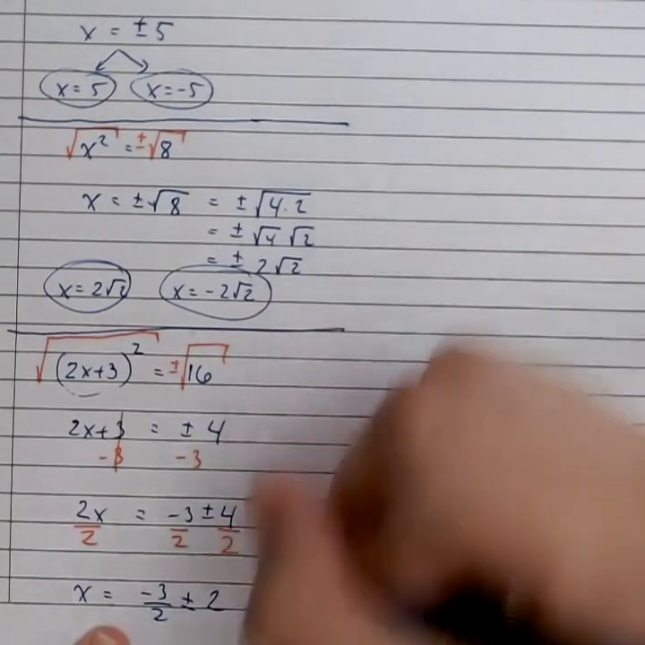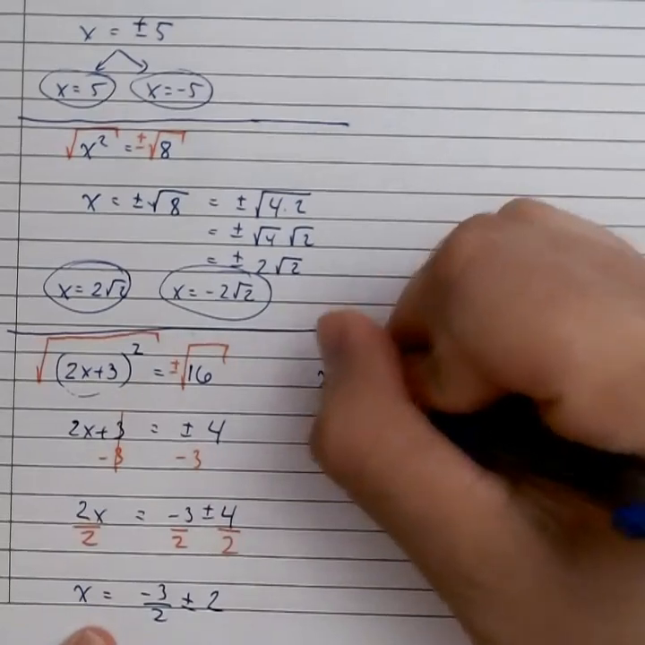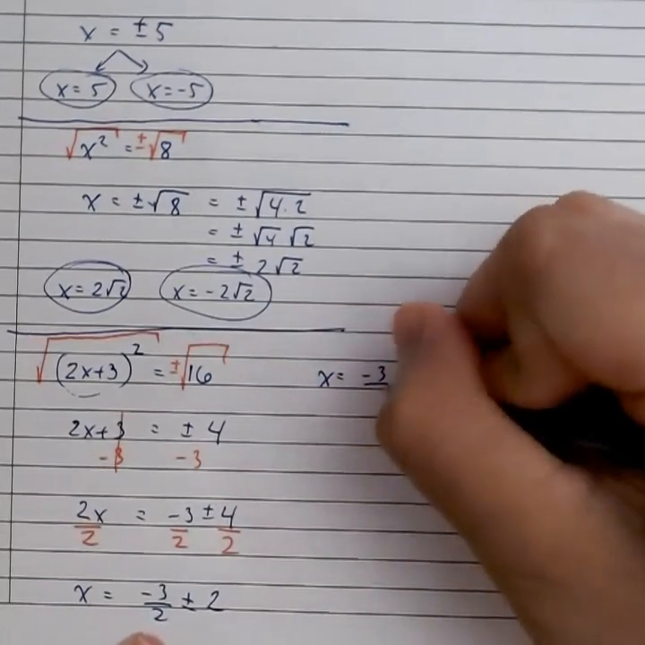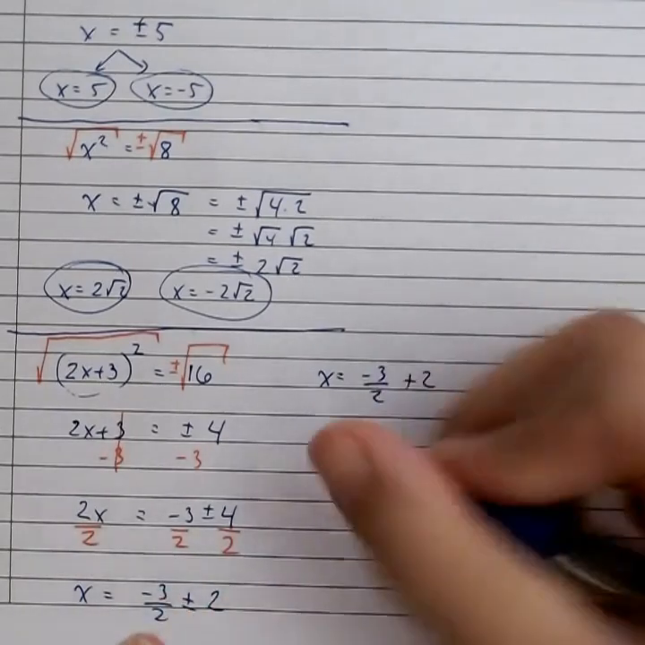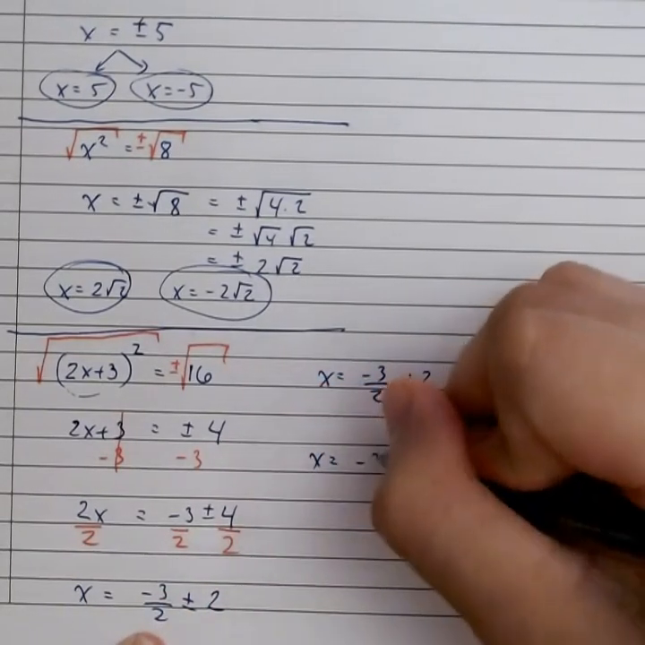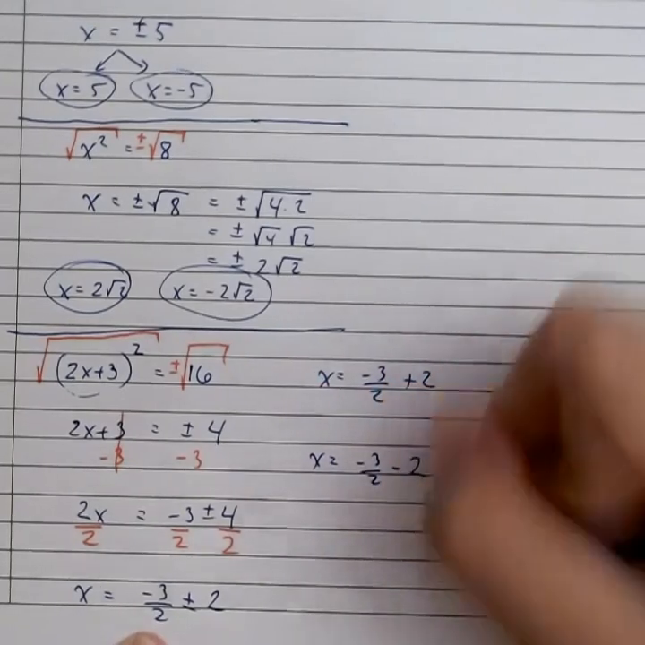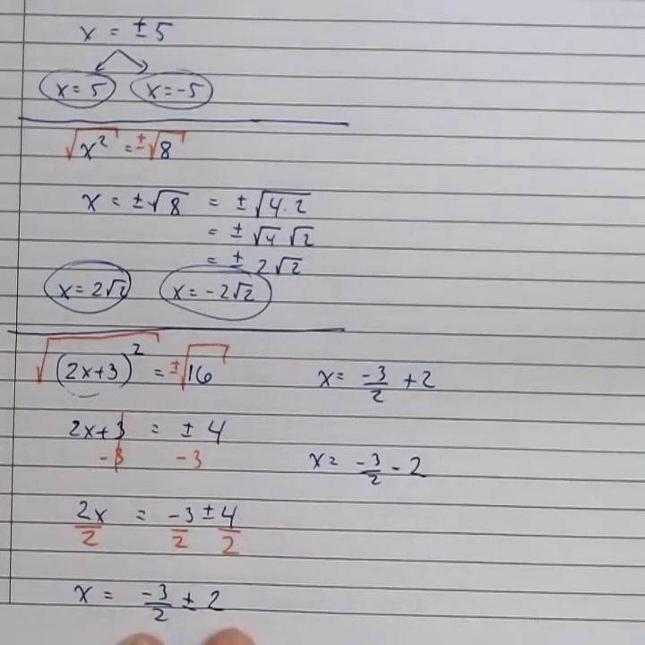Here I have x is equal to, I'm going to write it as two separate answers. X is equal to negative 3 halves plus 2. All right, that's negative 3 halves plus 2. On the other hand, I can also have negative 3 halves minus 2. All right, negative 3 halves plus or minus 2.